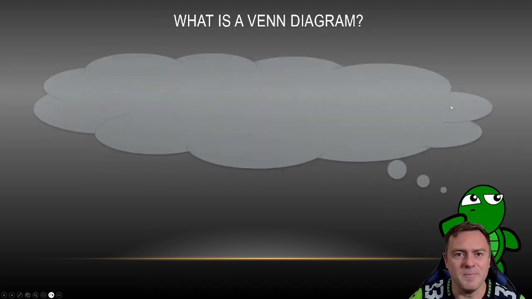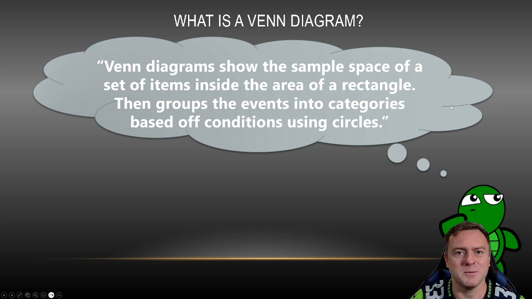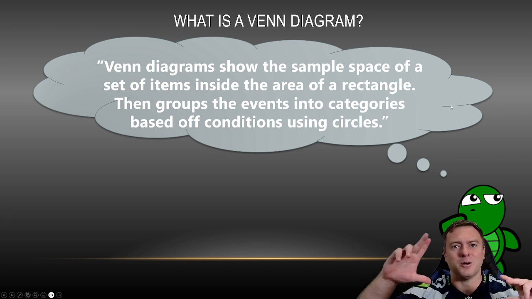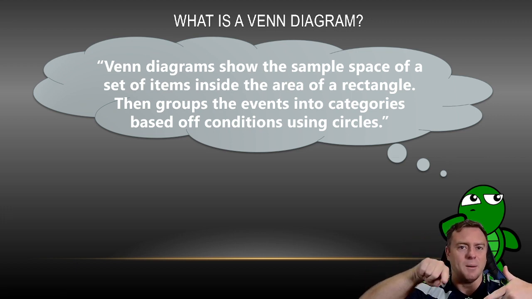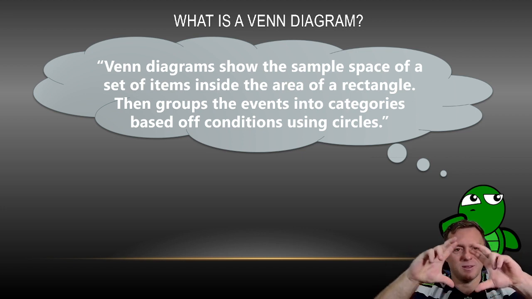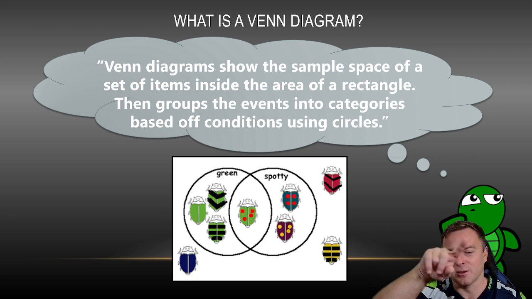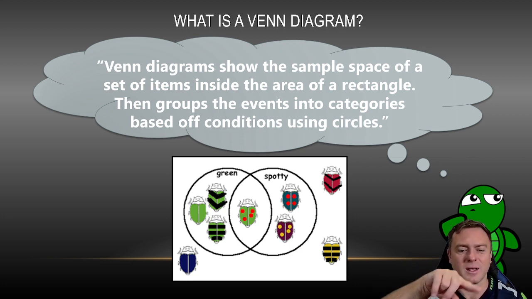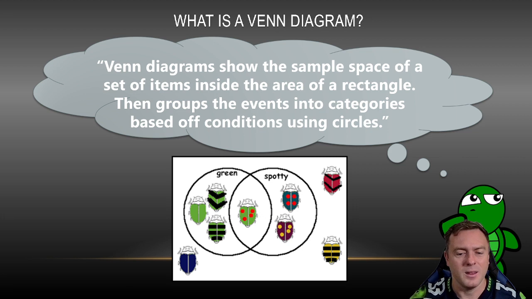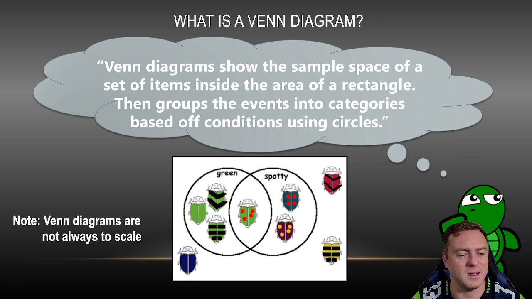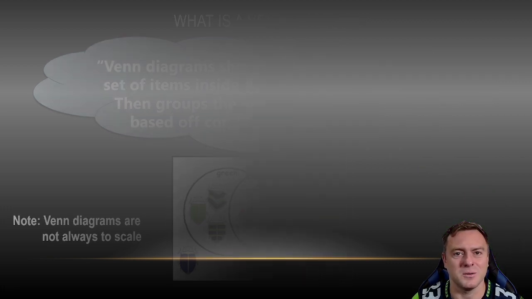So what is a Venn diagram? You should remember this from math. It's basically the sample space of all the possible options inside of a rectangle. And then what happens is you draw circles to cut off these different areas. So if we have this little diagram here of green and spotty, the one that is green is on the left, all the things that are spotty is on the right. And then you should notice there's this overlap where things are green and spotty. Anything that isn't green and spotty is outside of these circles. So that's basically how they work. Also note Venn diagrams are not always to scale, but they give you a good picture reference of how it all sort of looks.